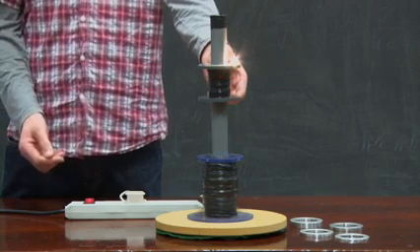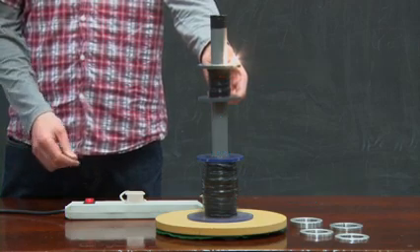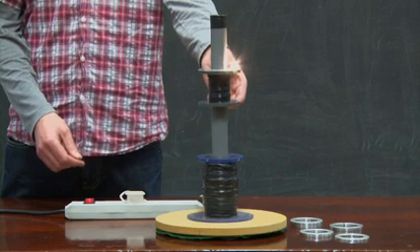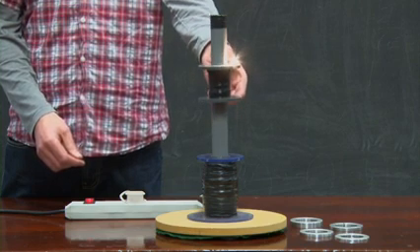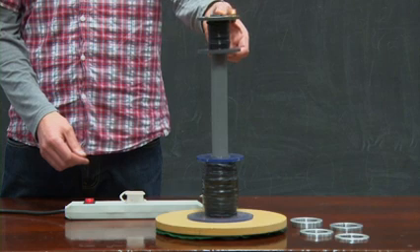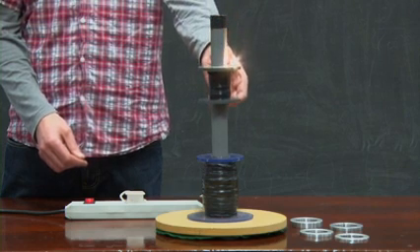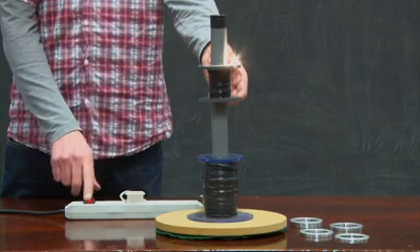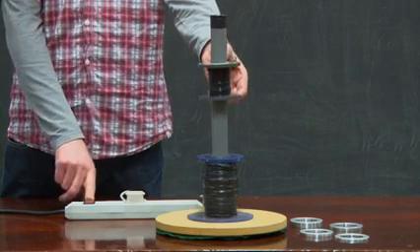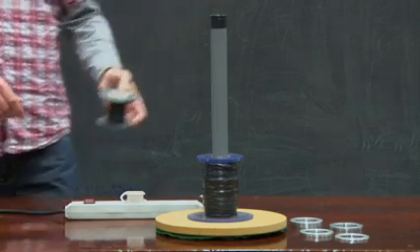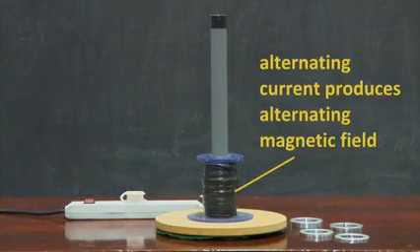In this demonstration, it might not be immediately obvious that the magnetic flux is changing. But remember, our coil is connected to an AC supply, so the current flowing through it is varying sinusoidally with a frequency of 50 Hz. And so the magnetic field that it produces also varies sinusoidally at the same frequency.